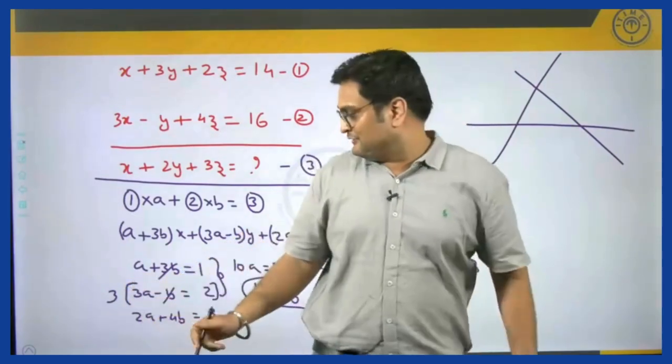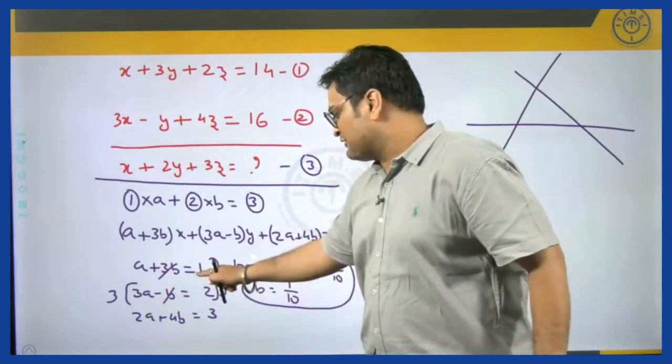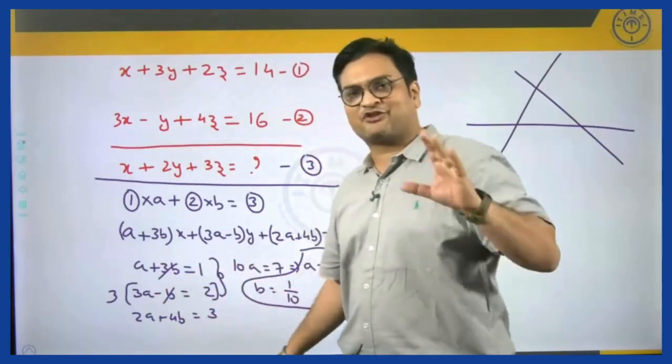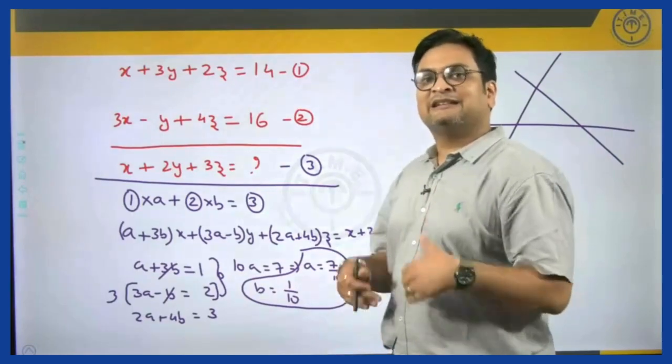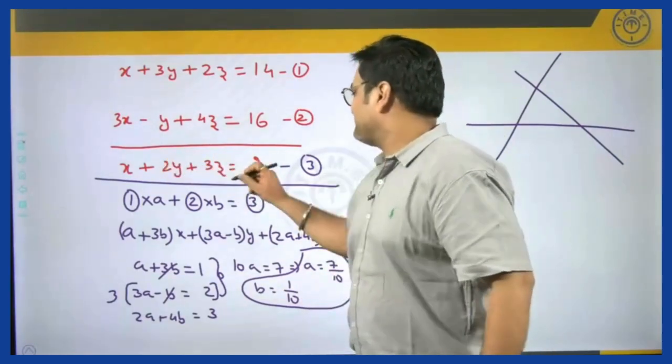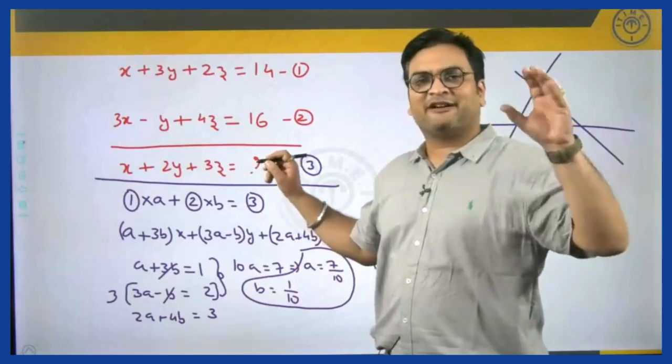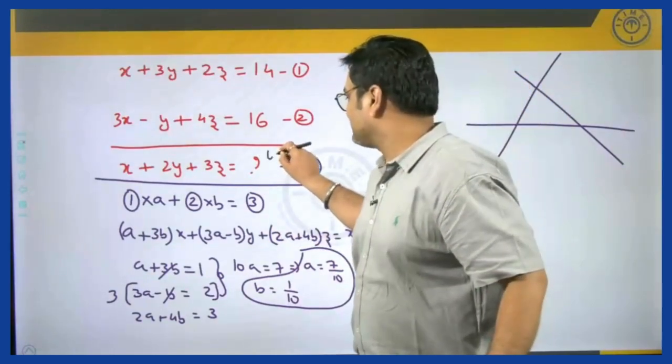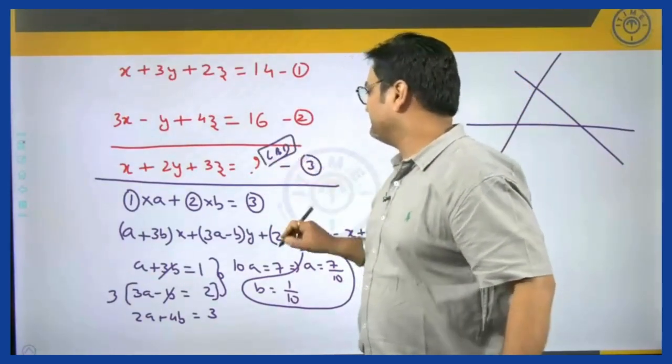In this case, whatever solution set you get from the first two equations should satisfy the third equation also. If it is not satisfying, then that means this particular expression will have no fixed value. So my answer in that case should be cannot be determined.